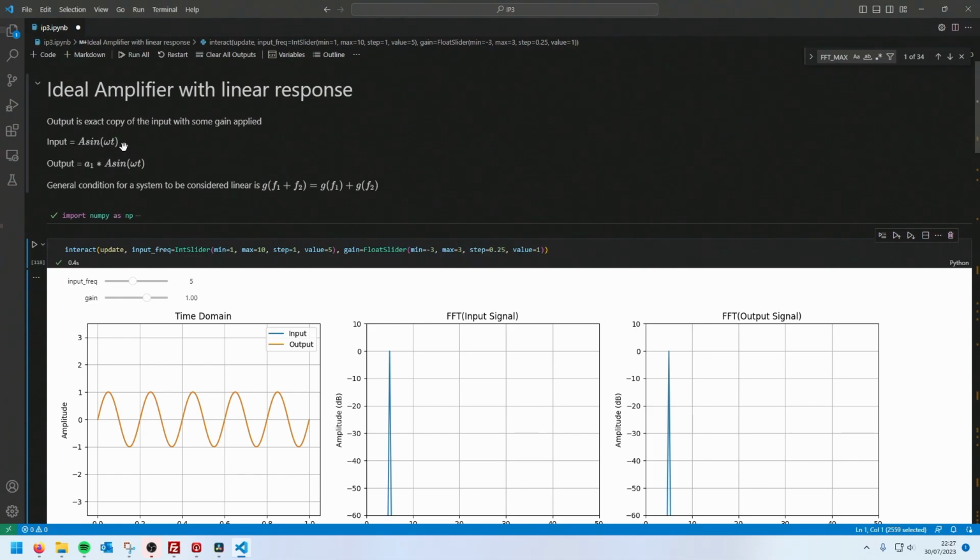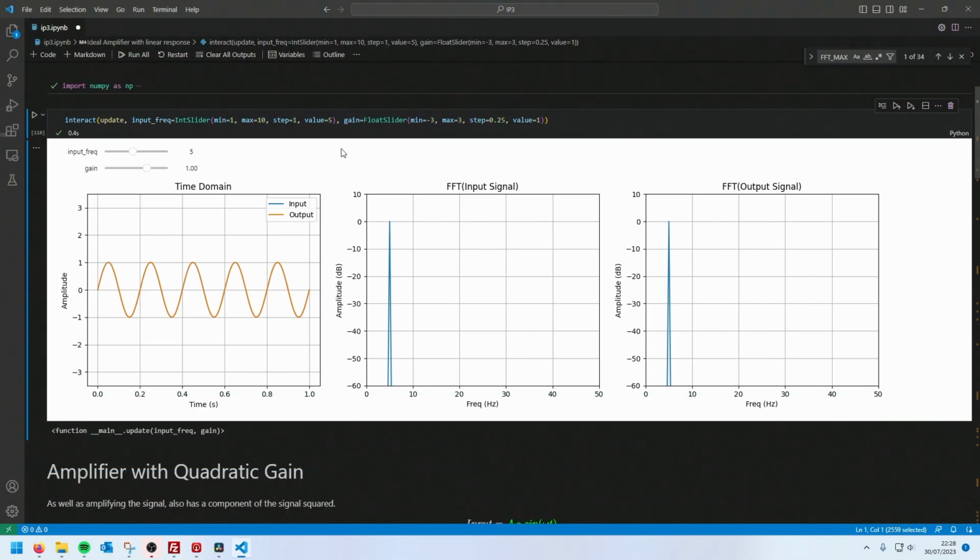Well, if we put A sine omega t in, then we're going to get some gain, which I've called A subscript 1 here, times our input signal. So A1 times capital A sine omega t. And if we were to make the input bigger or smaller, well, the output would scale by exactly the same amount. If we doubled the size of the input, the output would double in amplitude as well.